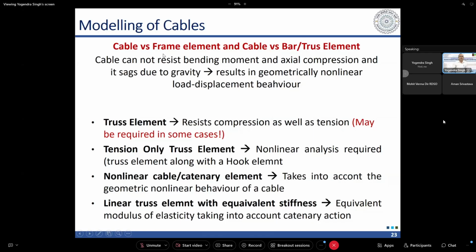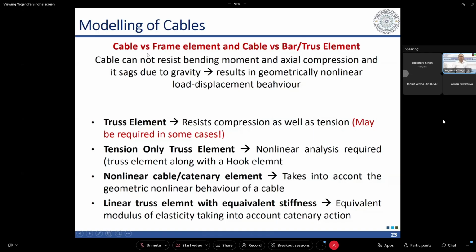So these cables are different than frame elements and even the bar or truss elements. How are these different from the frame elements? The frame element has bending stiffness. So when you have a beam and subject it to lateral load, it will bend, and in that process it will provide certain resistance to transverse force.